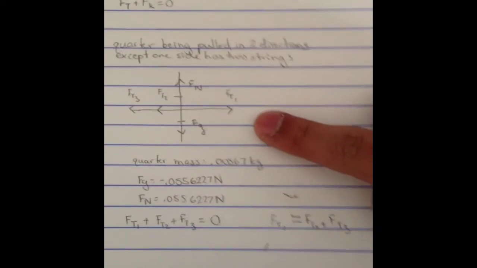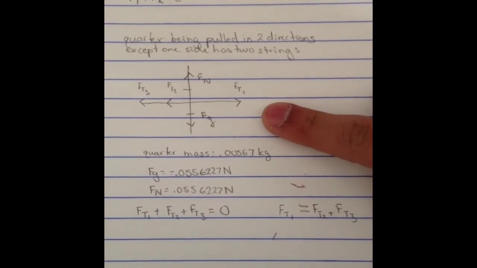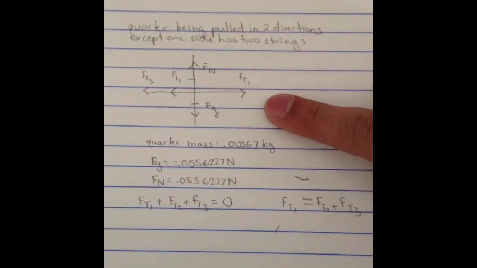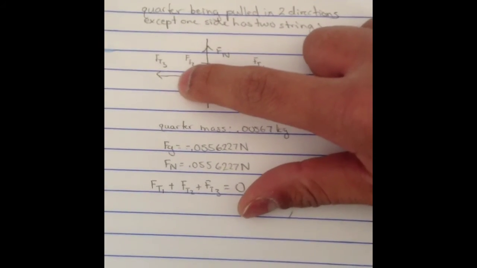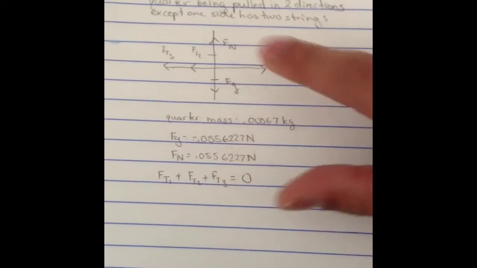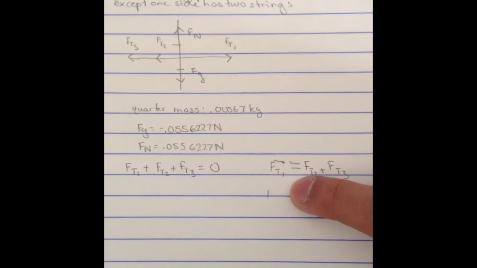Okay, this is the force diagram for the quarter being pulled in two directions by one string on one side and two strings on the other side. So, since there are two strings here, and the quarter is still at rest, these two must add up to equal this, based on this equation right here.